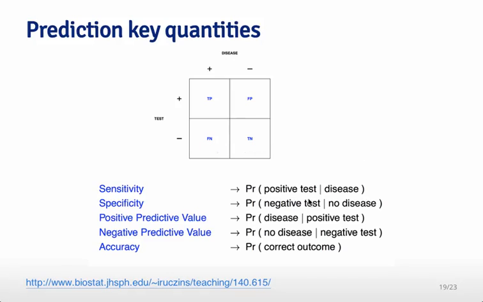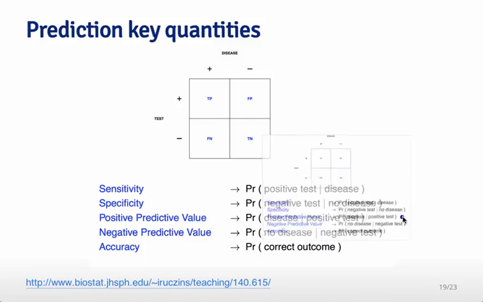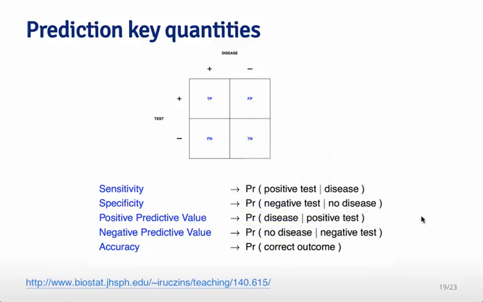Some quantities that you need to pay attention to are the probability you have a positive test given you have disease, that's sensitivity. The probability you have a negative test given you have no disease, that's specificity. The probability you have disease given you have a positive test, this is probably what you care about if you come into the clinic. So if I tell you that you have a positive test, then you want to know what's the probability that you have disease. Similarly, if I tell you that you have a negative test, you might want to know what's the probability that you have disease. Accuracy is just the probability that you were correct in the outcome, regardless of whether you are positive or negative.